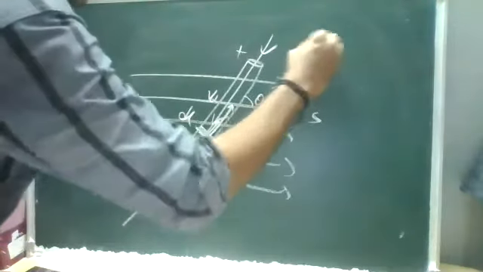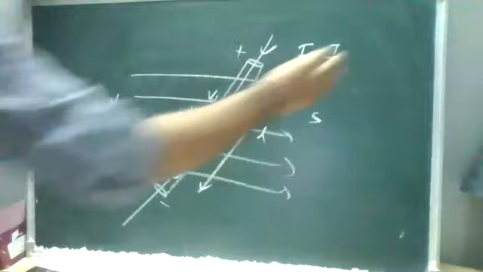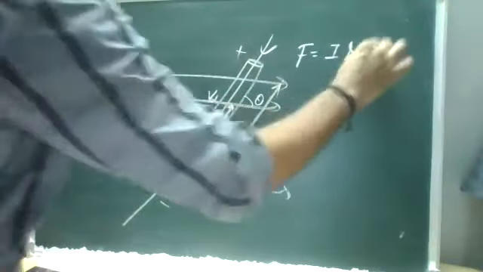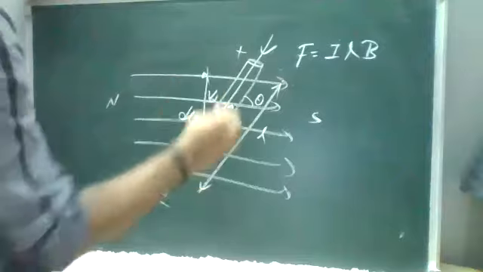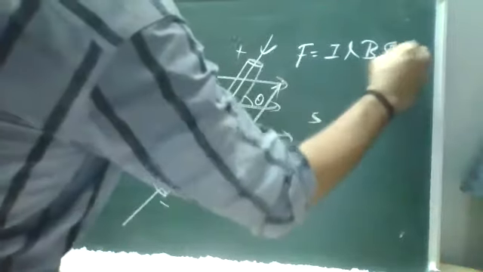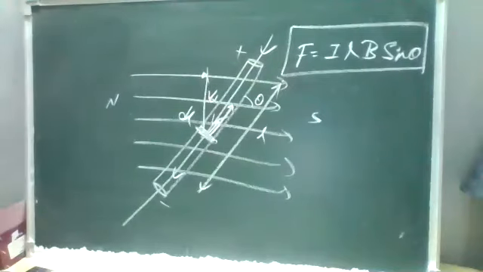Force depends upon the current, the length of the conductor, and the magnetic field B, and they make an angle theta, so it is sin theta. So F is equal to IBL sin theta, or ILB sin theta. Because of the force, there are dependencies on current, length, and the magnetic field.